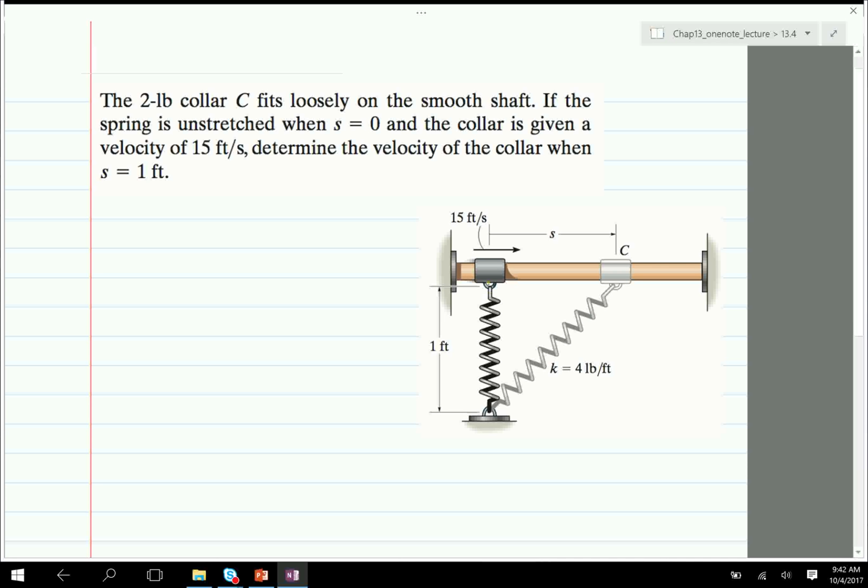A 2-pound collar fits loosely on a smooth shaft. So this is 2 pound. The spring is unstretched when s is equal to 0, so the spring is unstretched in that position. The collar is given a velocity of 15 feet per second as shown here. Determine the velocity of the collar when s equals 1 foot.